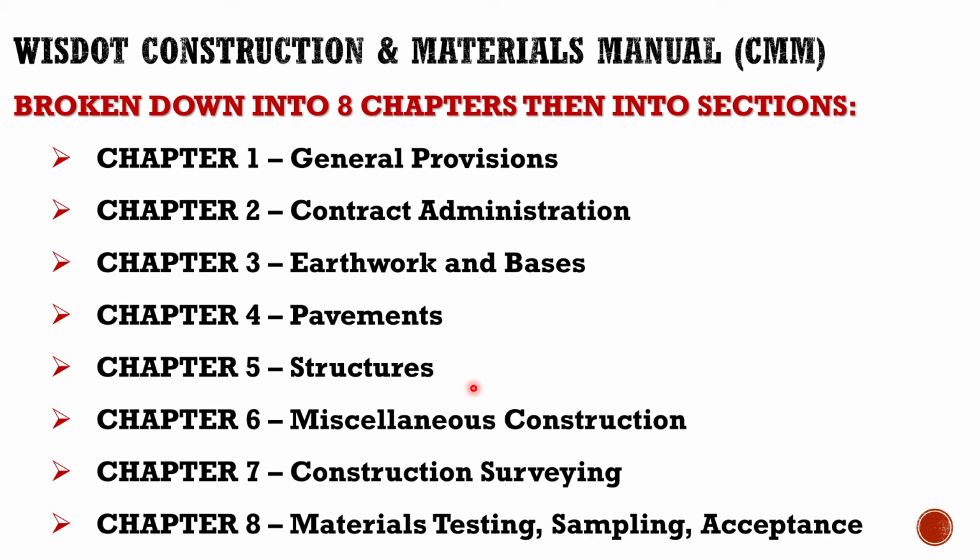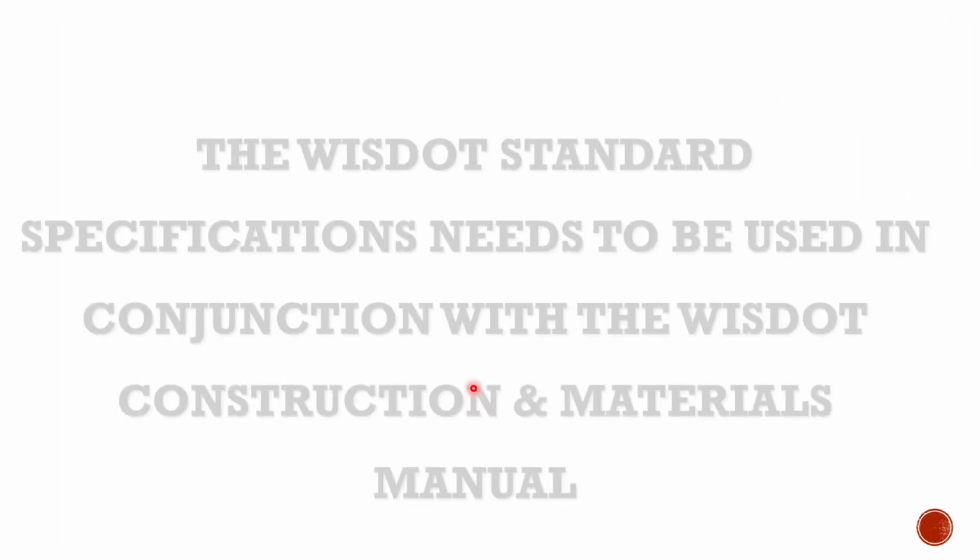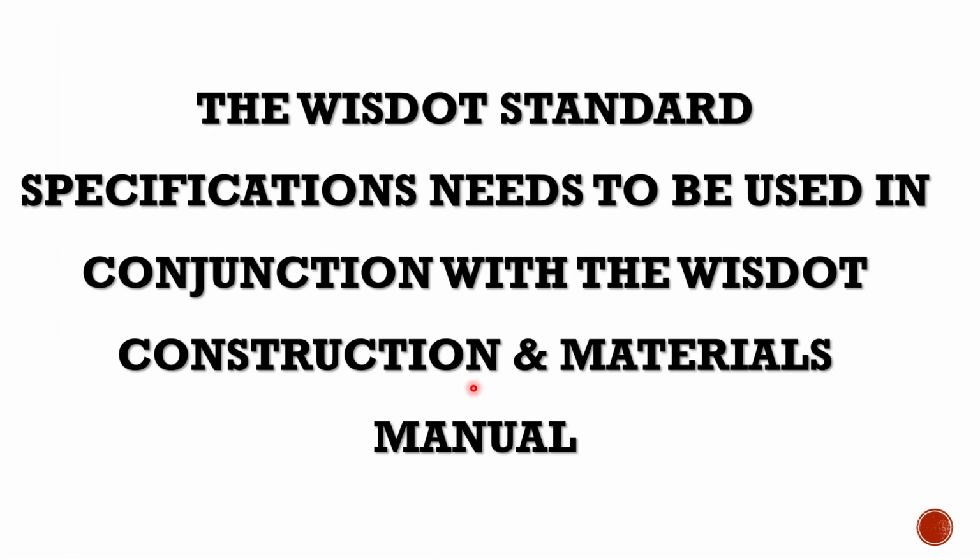So what you have to do is look at both, because the pavements section in the specifications works together with Chapter 4 of the CMM manual. You need both of them. One is to design, and the other is for when it's being constructed: how am I sampling, when am I testing, etc. The WisDOT standard specification needs to be used in conjunction with the WisDOT construction materials manual.